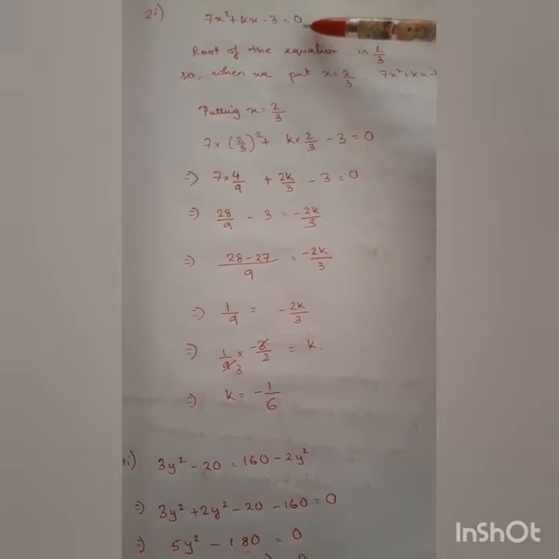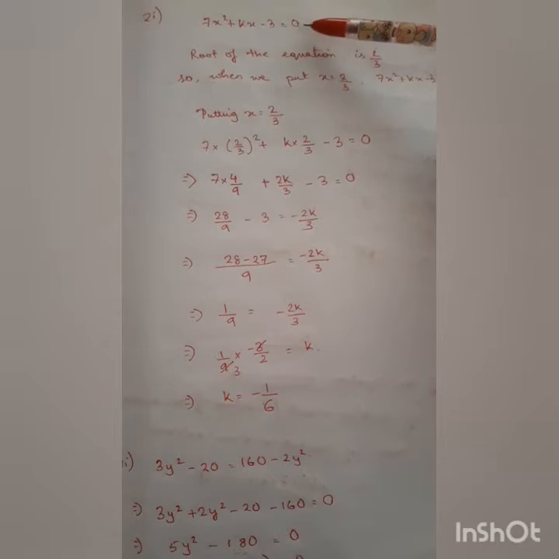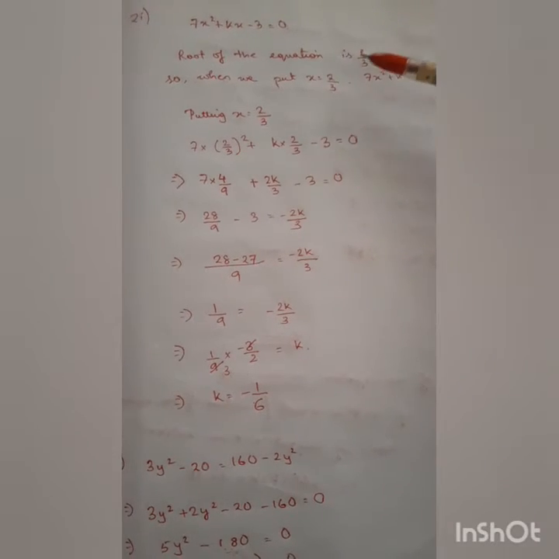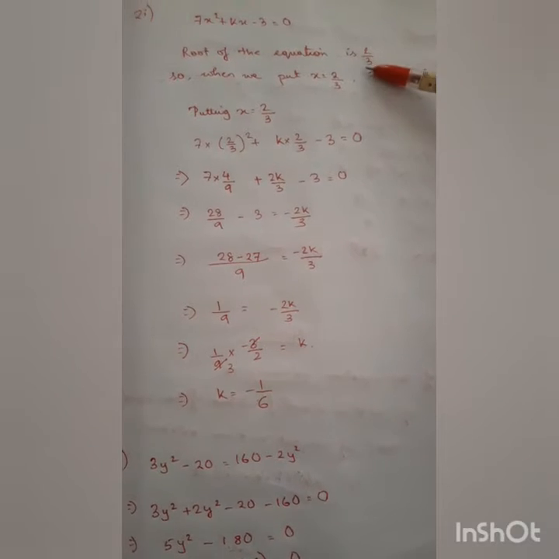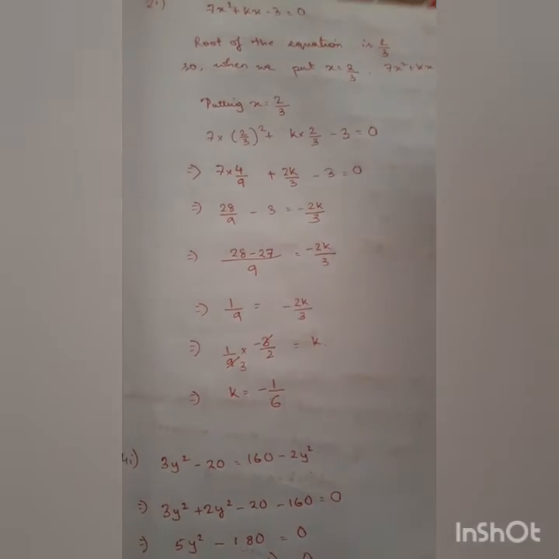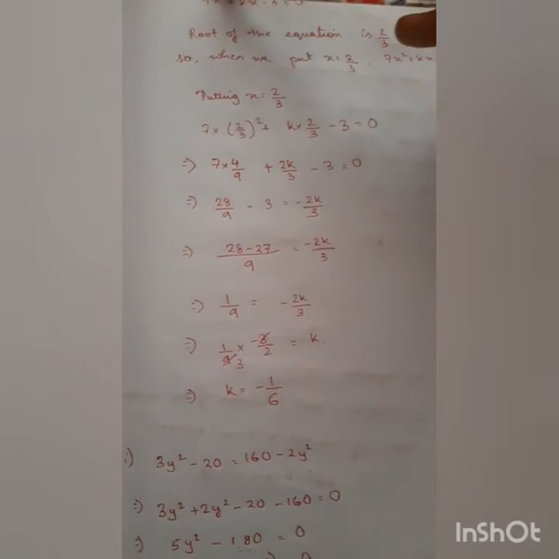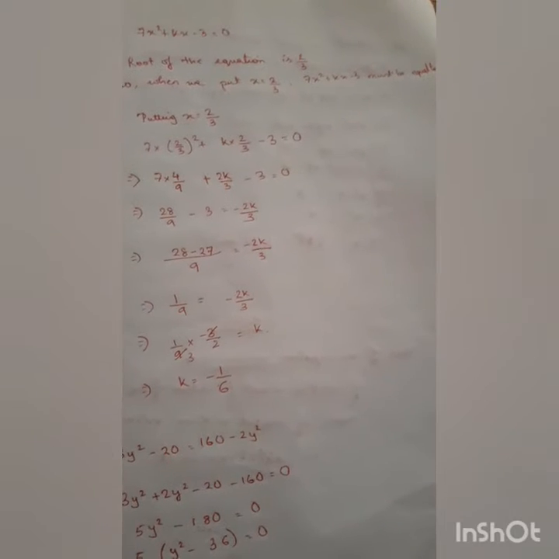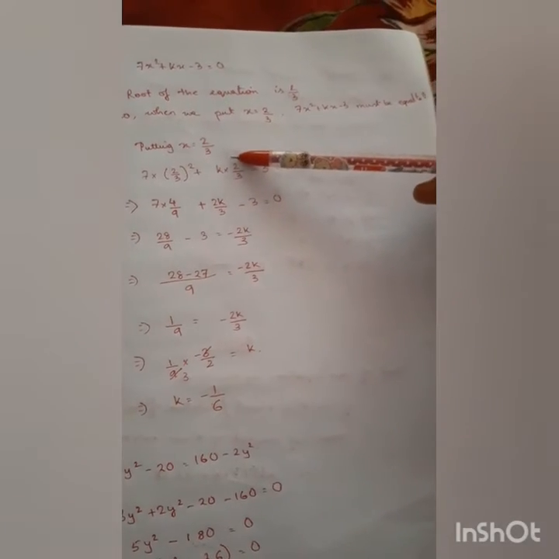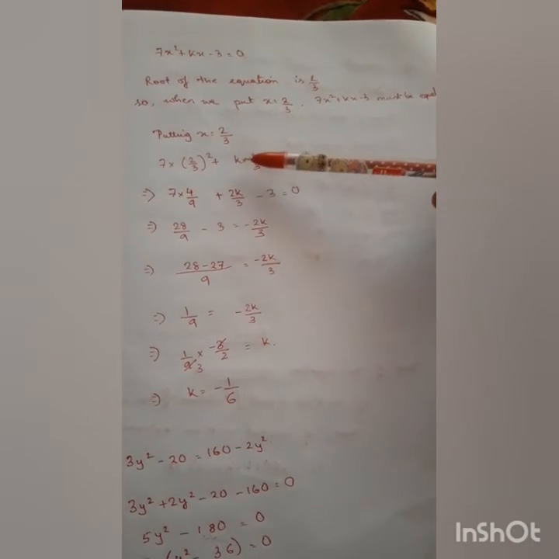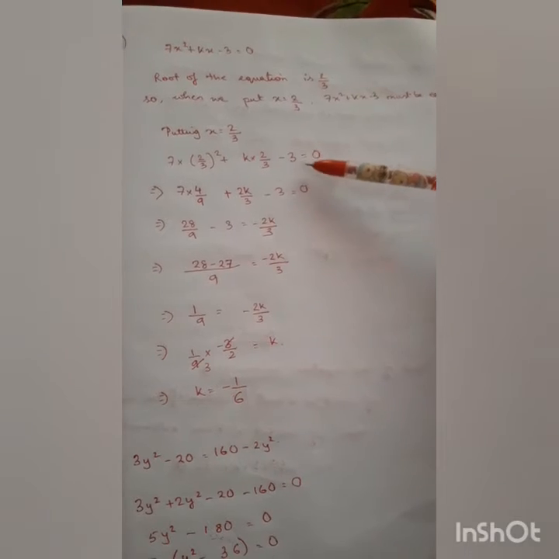Next let us move on to question number 2 part 1. Here an equation is given to you, 7x square plus kx minus 3 equals to 0. The root of the equation is given, which is 2 by 3. Now for this to be a root of the equation, when we put x equal to 2 by 3 here, this equation must be equal to 0, right? 7x square plus kx minus 3 must be equals to 0. So putting x equals to 2 by 3, we have 7 into 2 by 3 whole square plus k into 2 by 3 minus 3 equal to 0.